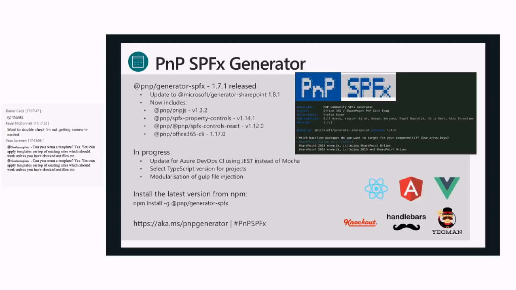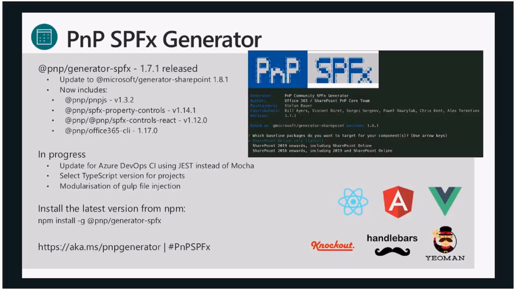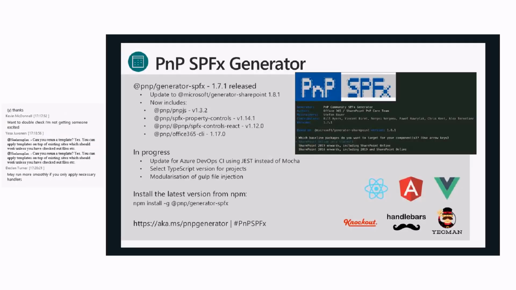The additions here allow you to easily include other things that aren't currently supported in the out-of-the-box Yeoman generator, things like adding PnP JS to your projects or the reusable controls or the CLI, but also picking different frameworks such as Angular or Vue, choices that aren't currently available in the out-of-the-box generator.